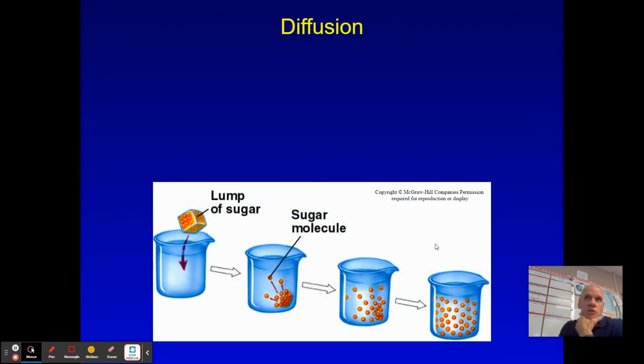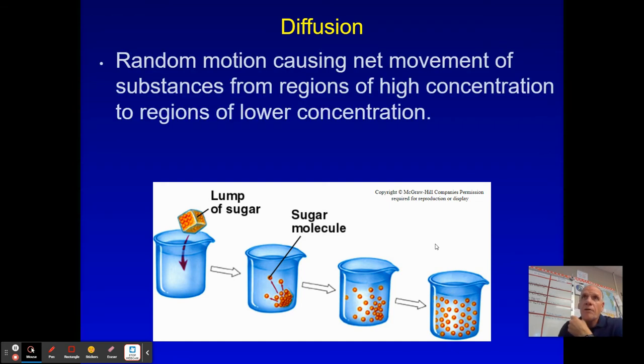Okay, so diffusion is really straightforward. It's pretty simple, and it happens in non-living and in living systems. I'll basically take a lump of sugar, you drop it in the glass, and eventually that sugar molecule will diffuse throughout the glass so it's equally distributed. Okay, and it's due to random motion. Another example would be like putting a drop of dye in some water and watching that dye diffuse all throughout that water, or even smelling somebody who walks in the room that has maybe some strong perfume or cologne on.